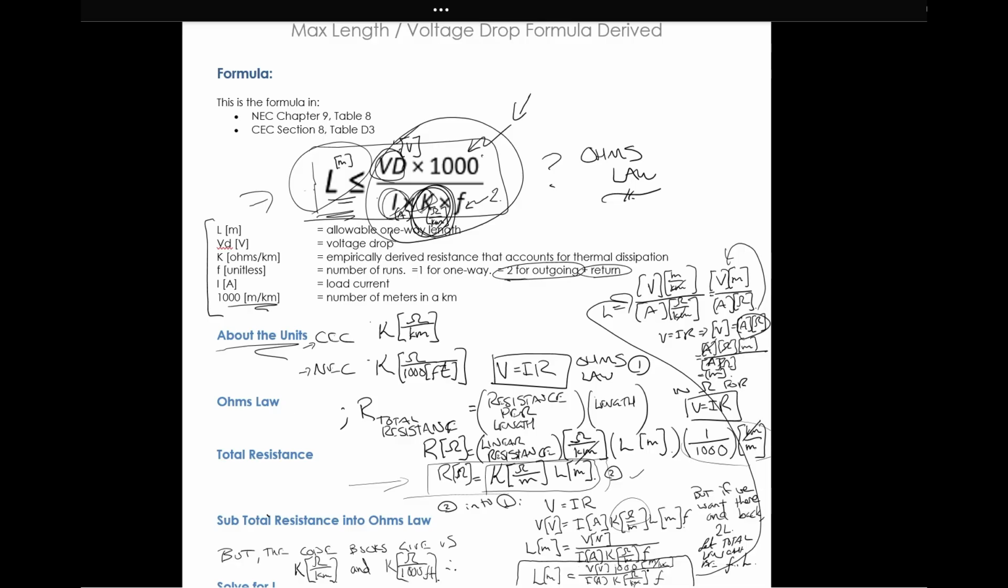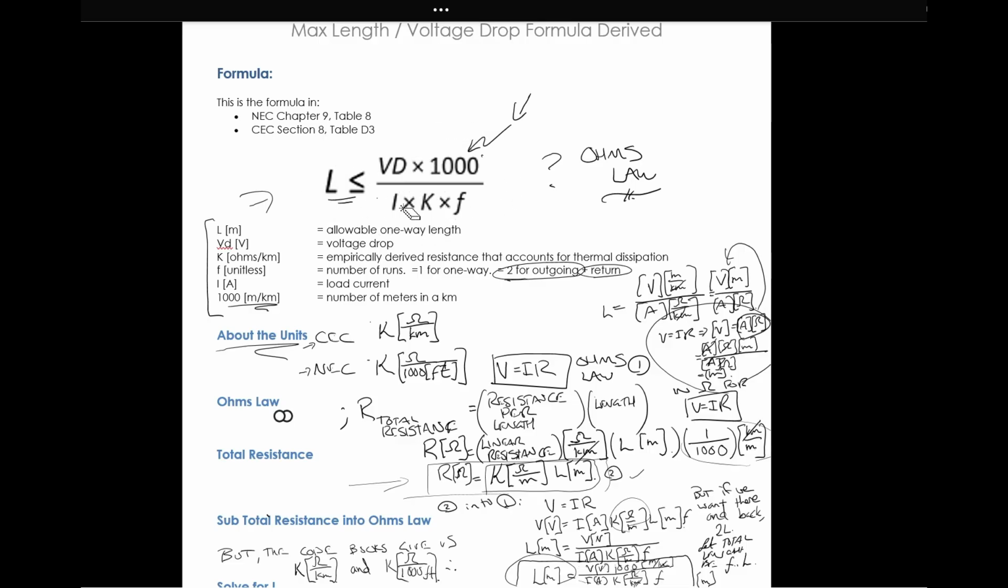all of this. Kilometers cross out, and our ohms, volts, and amps cross out because of Ohm's law that I just showed you here. And all of this ends up being in meters. Length on this side in meters. V, 1,000, I, K, F, all in meters down here.